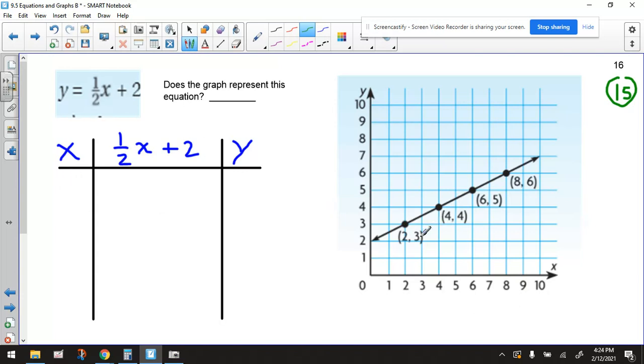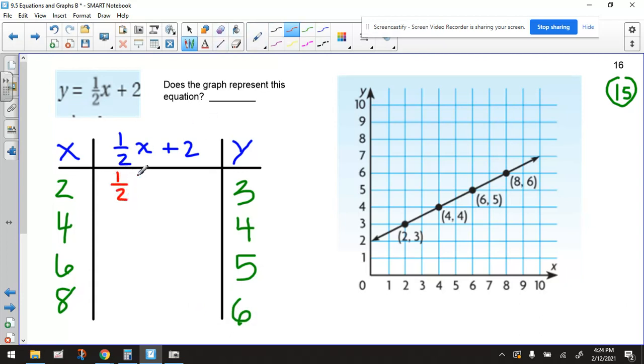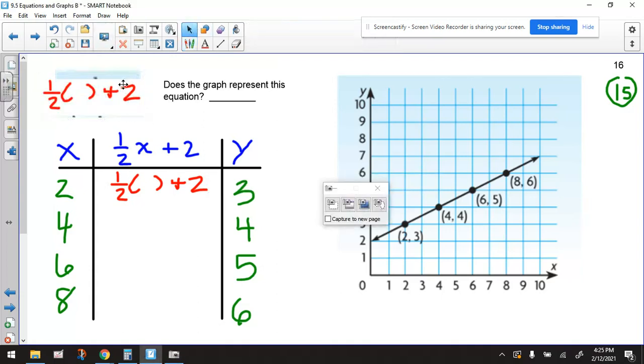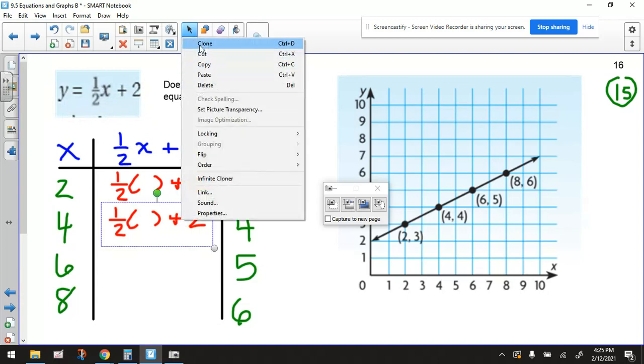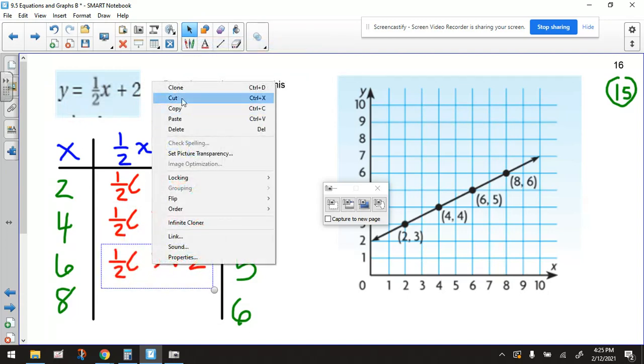So we have an x, we have a 2 and a 3, we have a 4 and a 4, and we have a 6 and a 5, and we have an 8 and a 6. All right, so let's see if we substitute in the values. So I'm just going to leave a set of parentheses like this. And then what I'm going to do is I'm going to clone what I just wrote, kind of a way that I cheat a little bit. So I'm going to just keep cloning this so I don't have to keep rewriting it. Clone it again and clone it again.